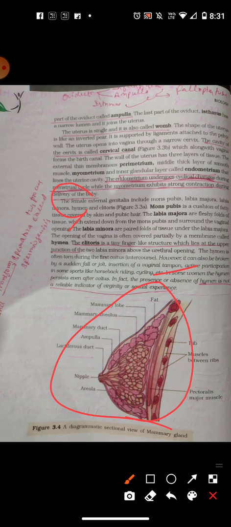Okay, so we have discussed the mammary glands, external genitalia, vagina, uterus, fallopian tube, the internal structure of the ovary and the ovary. We have discussed the human female reproductive system. Next we are going to discuss gametogenesis and spermatogenesis in the next video.